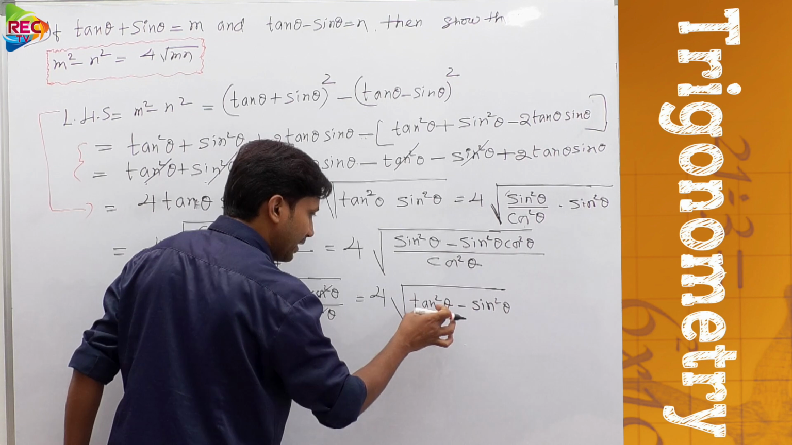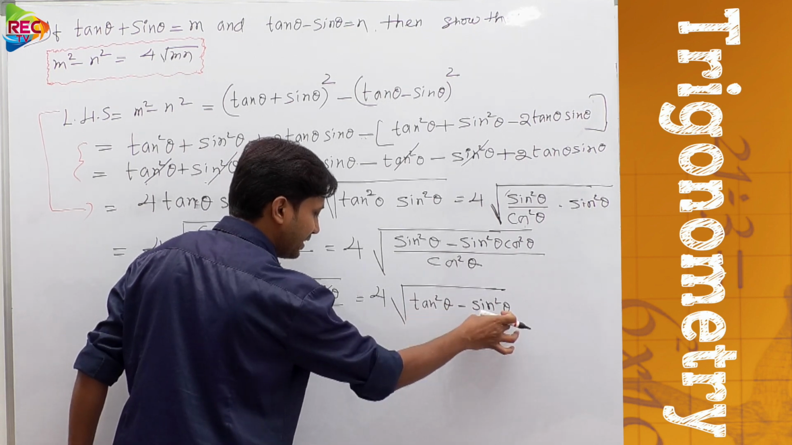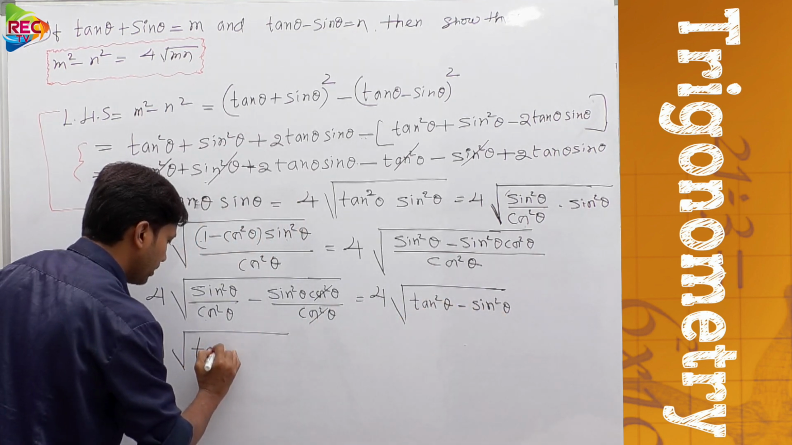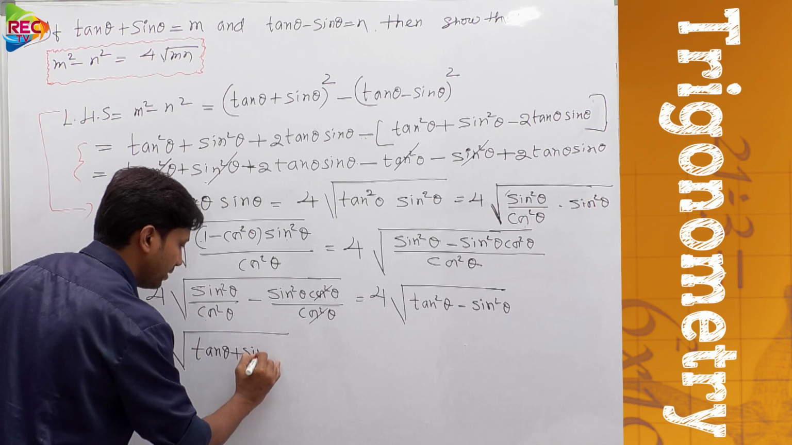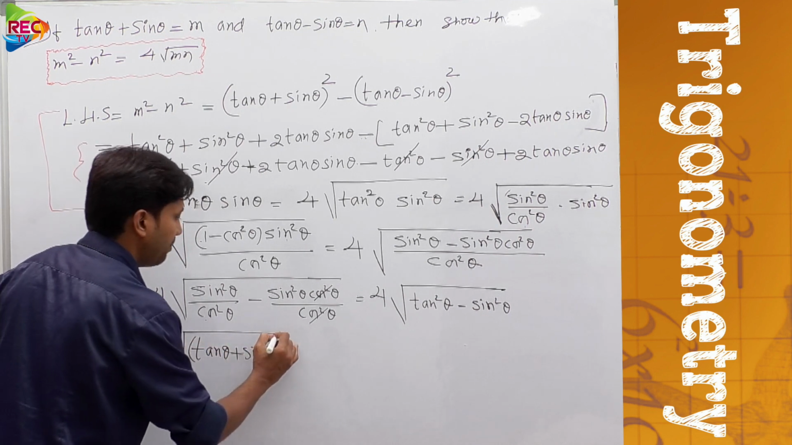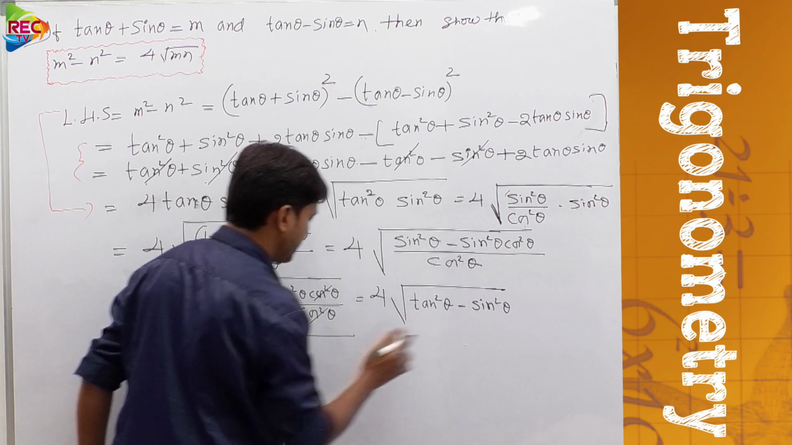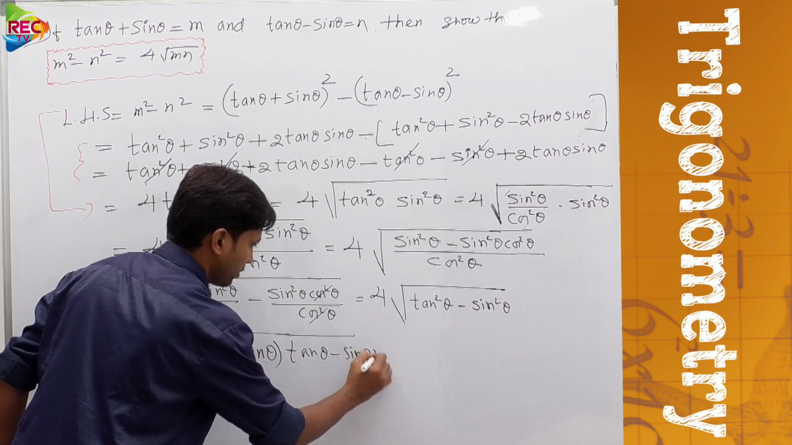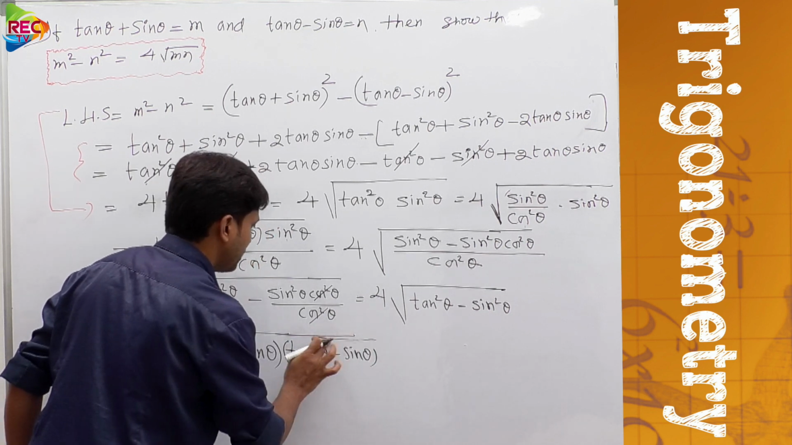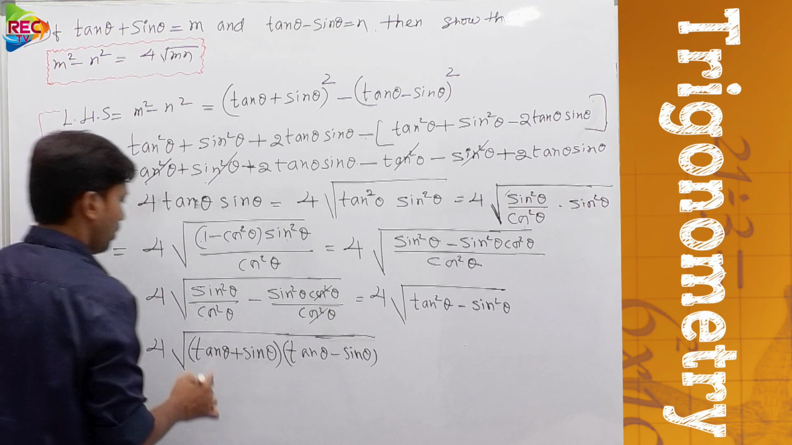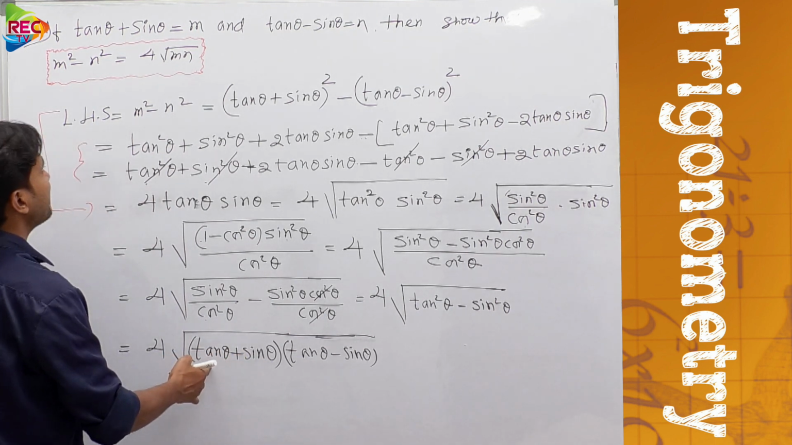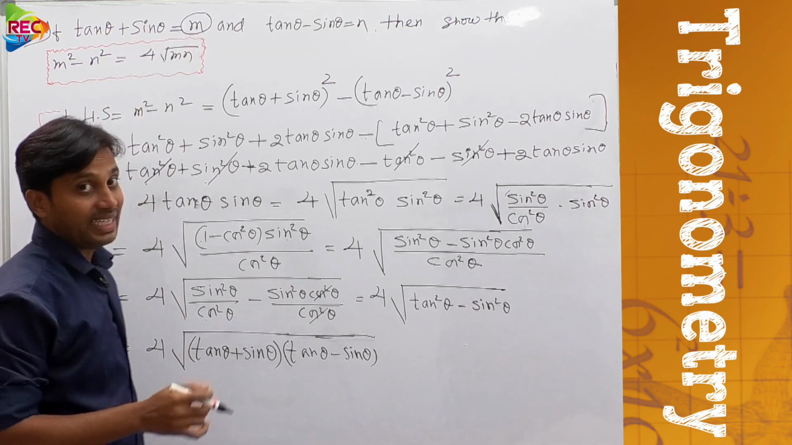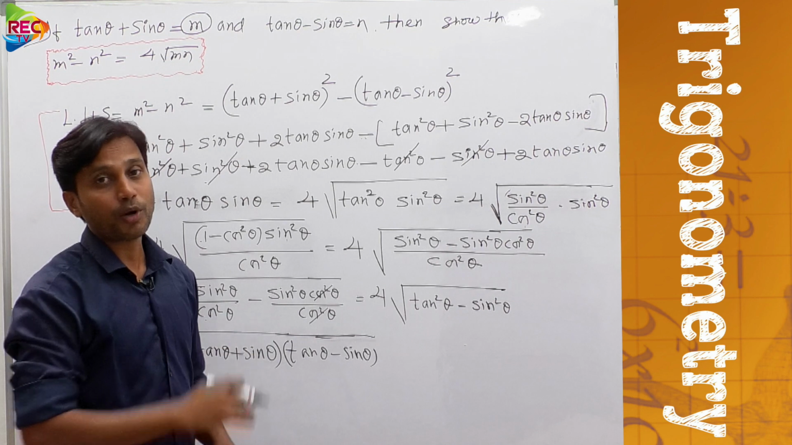Just tell me what is a plus b? Tan theta is considered as a and sin theta is considered as b. So a plus b means tan theta plus sin theta, into a minus b. A minus b means what? Tan theta minus sin theta. Now just notice. What is the value of tan theta plus sin theta? Is it m or not? Tan theta plus sin theta is m as given in the problem.